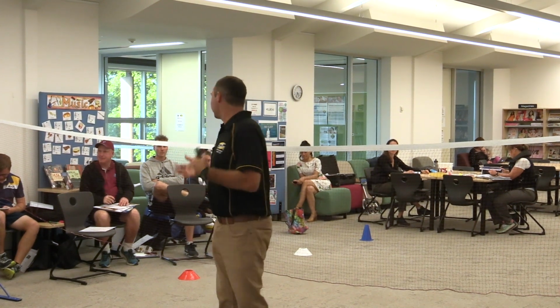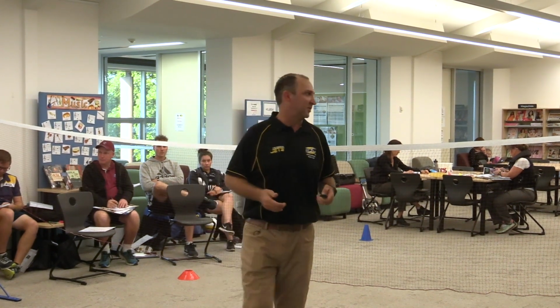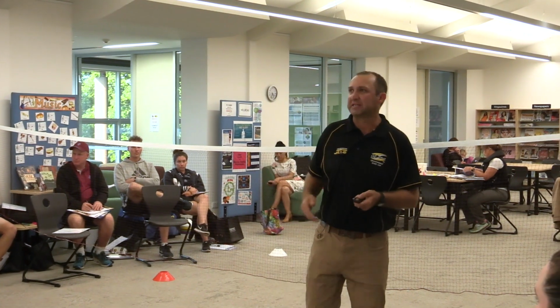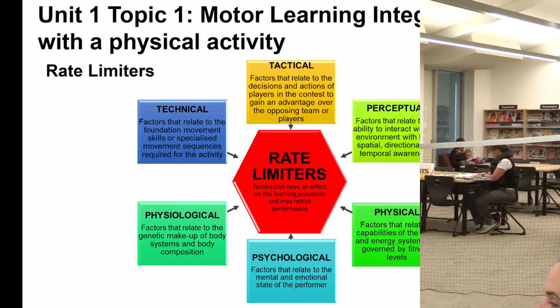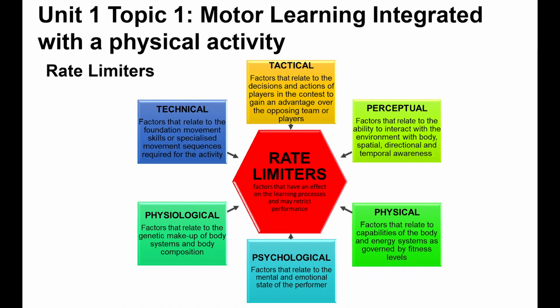And I've adjusted my coaching accordingly with a lot of my teams, and the way I teach PE has probably changed quite a lot too. So I'll start with rate limiters, which is identified in the syllabus. They identify 6 different areas that can restrict a person's learning or the success they show on a sporting field: technical, tactical, perceptual, physical, psychological, and physiological.